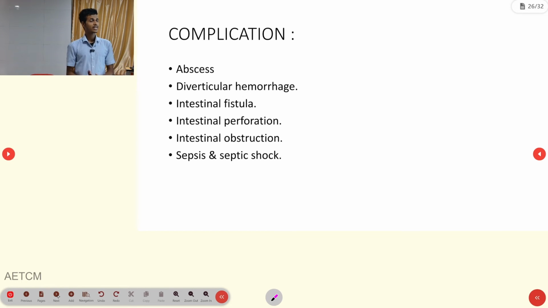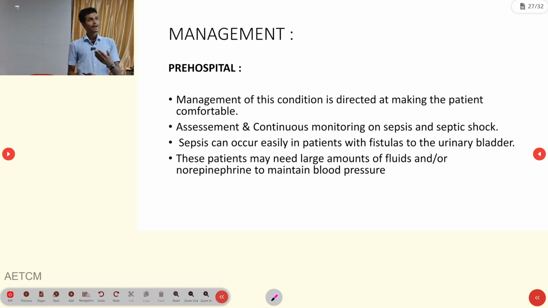So what are the complications that can arise: abscess, and then diverticular hemorrhage, and then intestinal fistula, through to the urinary bladder. That is one of the most common ones. And then intestinal perforation can occur, intestinal obstruction, and finally sepsis and then septic shock. So for management in the pre-hospital setting, here also we are focusing only on supportive care.